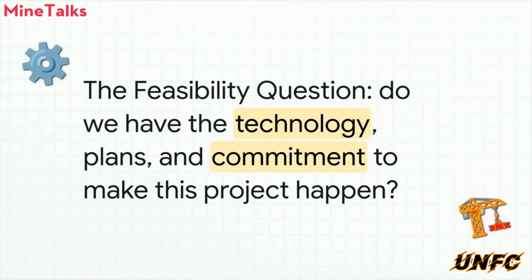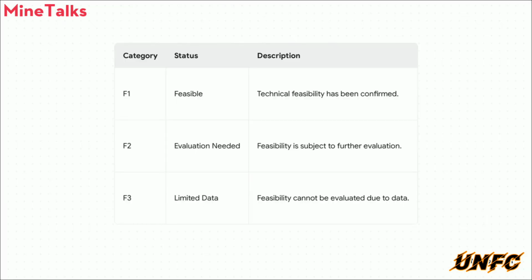Okay, next up is the F-axis. This is all about technical feasibility. It's a pretty straightforward question. Great idea, but can we actually build it? Do we have the technology, the plans, and the commitment to pull this off? This one's all about how mature the project is.